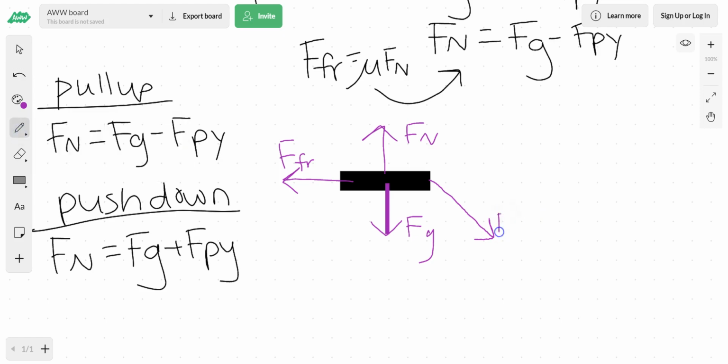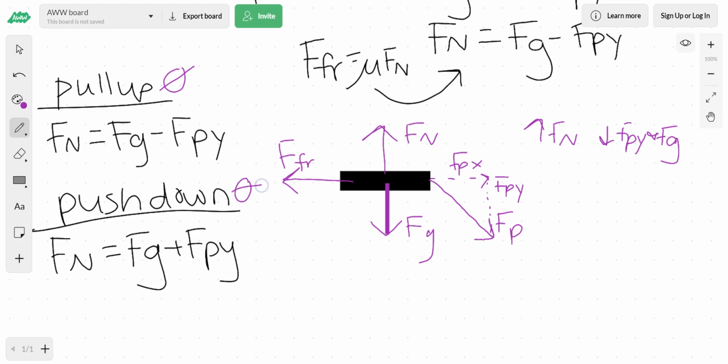Alright, so in this case, your force of the push is acting down at an angle to the right. So you still have your FPX going to the right, like in the previous situation, and then you're going to have your FPY, but in order to complete this triangle, it's pointing downward. So when you sum up your forces in the y direction, you have going up force normal. You have going down FPY and force of gravity. So that means that the two going down have to counteract the one going up. So that's why when you're pushing down, your normal force is greater, and when you're pulling up, your normal force is less. And that's if you're pulling up at an angle.